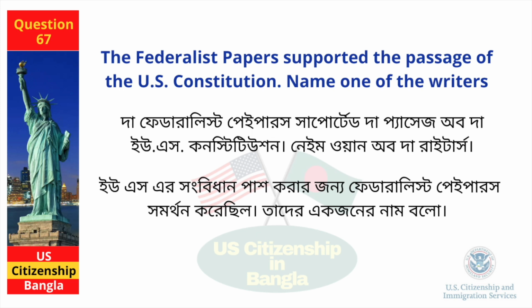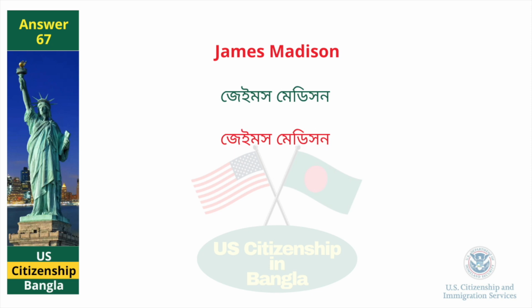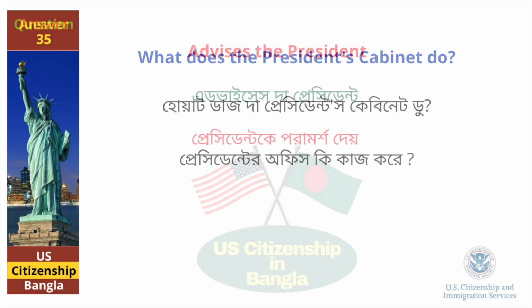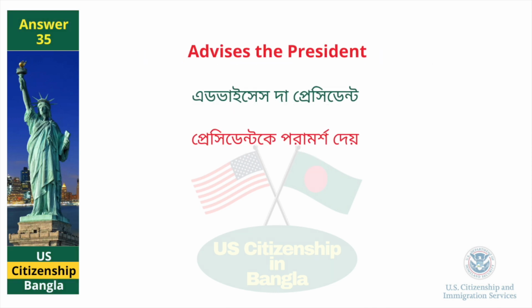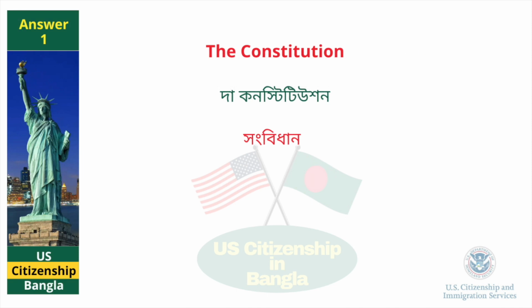The Federalist Papers supported the passage of the US Constitution. Name one of the writers. James Madison. What does the President's Cabinet do? Advises the President. What is the supreme law of the land? The Constitution.